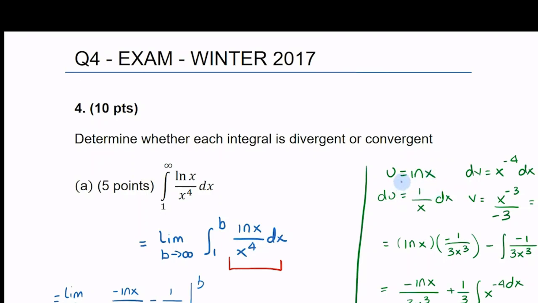So for integration by parts, we need a du, so the derivative of ln x is 1 over x. The antiderivative of x to the negative 4 is x to the negative 3 over negative 3, which we could rewrite as negative 1 over 3x cubed by bringing this negative exponent to the denominator and the negative sign up front or up to the top. Then according to integration by parts, it's going to be u times v, which is how we get these terms.